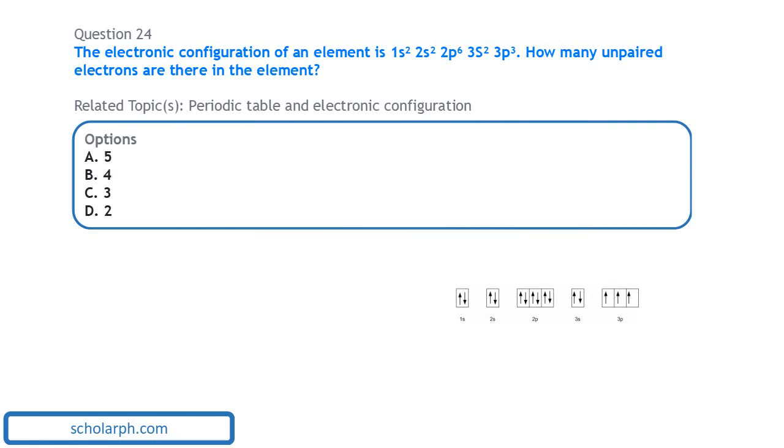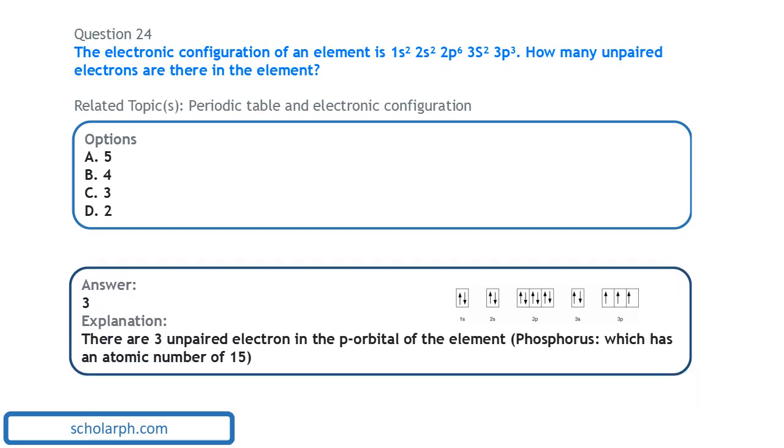Next, the electronic configuration of an element is this. How many unpaired electrons are there in the element? Alright, just like in the previous question that we solved regarding the fluorine, what we'll do is we'll draw the diagram of the orbitals of these elements here, and that is what we have here. So you have the 1s2, 2s2, 2p6, 3s2, and 3p3.